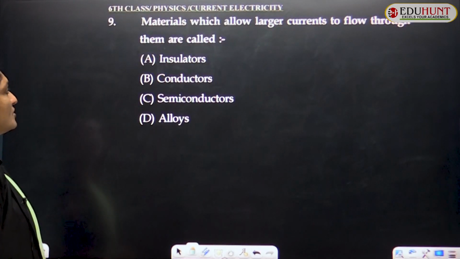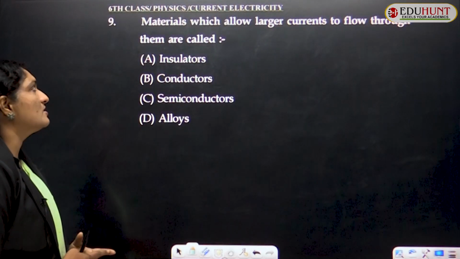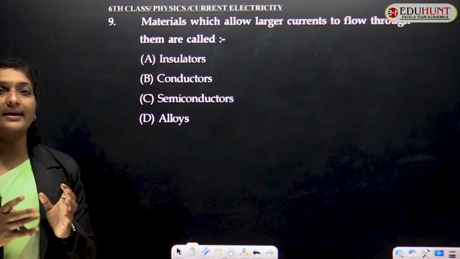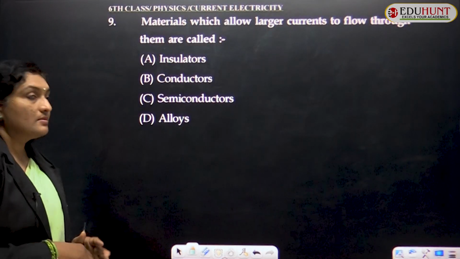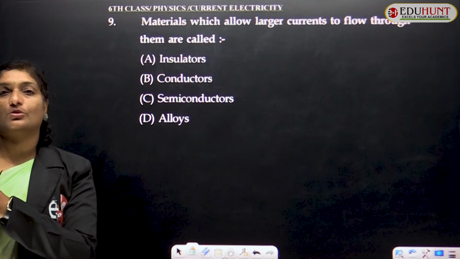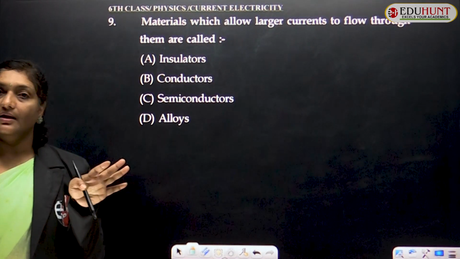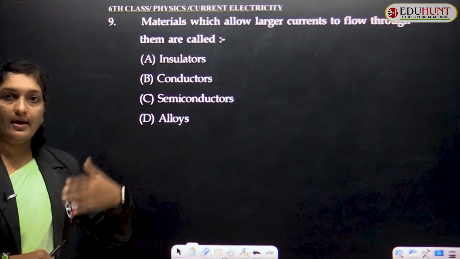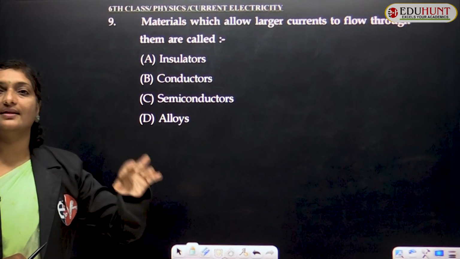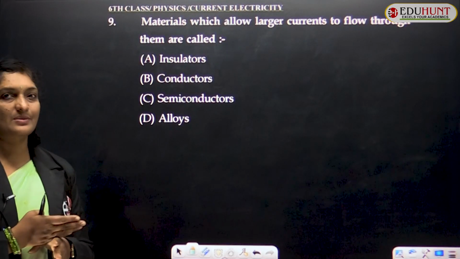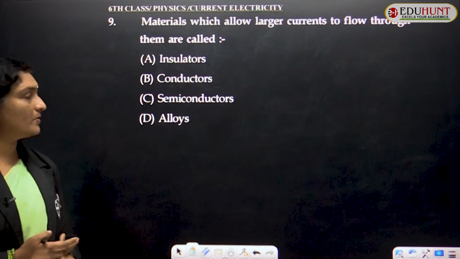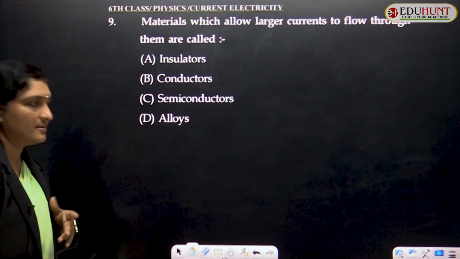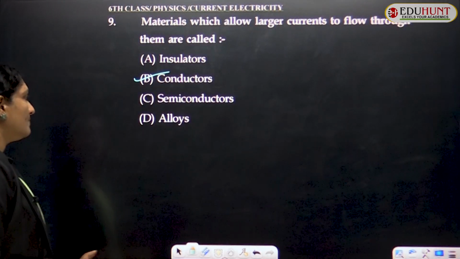Well, the next question: materials which allow larger currents to flow through them are called what? Which one allows the flow of current? Which is a good conductor? Conductors allow the charges to flow through them, whereas insulators will not allow the charges to flow through them. Metals are good conductors, as there is a large number of free electrons to constitute the current. Semiconductors are a different topic; they partially allow. So the materials which allow large current to flow through them are your conductors. The best example is metals. So, option B is correct.